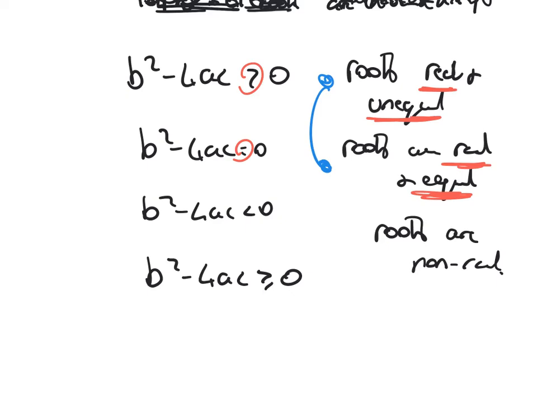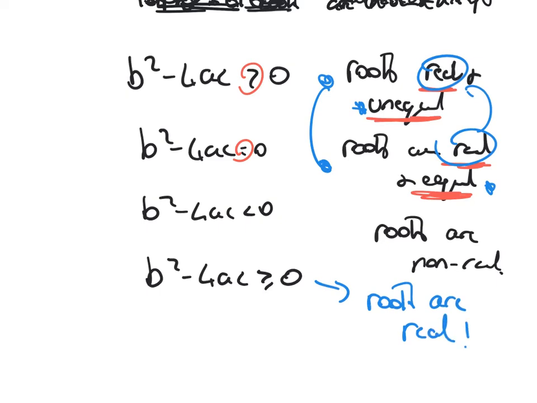Now all we can say with certainty there is not that the roots are unequal or equal, but only that they are definitely real, because that appears in both lists. So b squared minus 4ac greater than or equal to 0 means that the roots are real. Okay, let's try a couple of questions related to that.